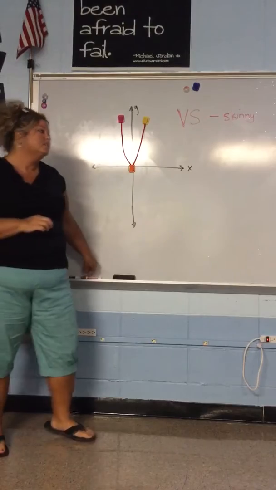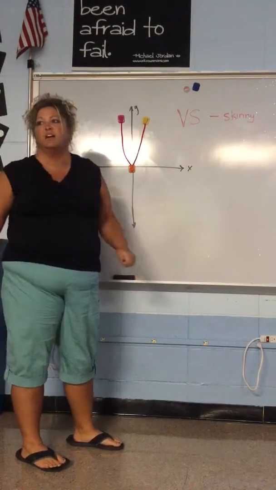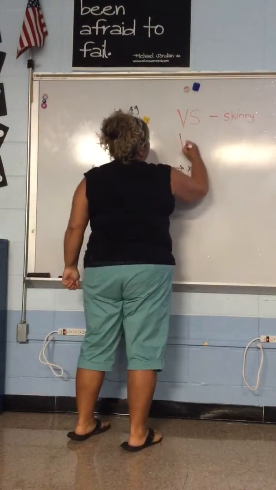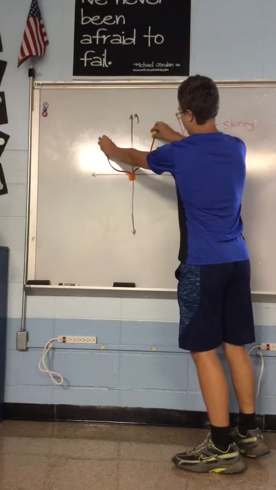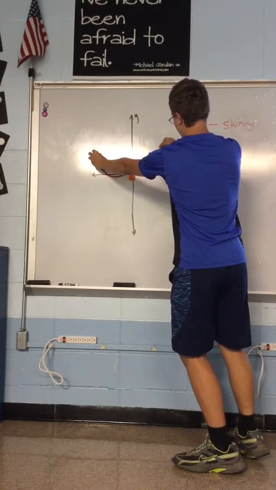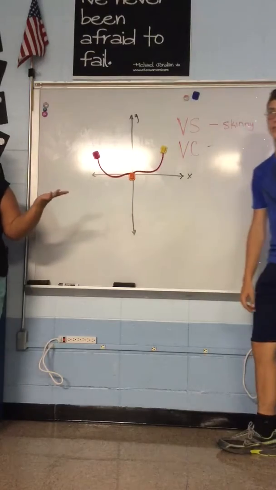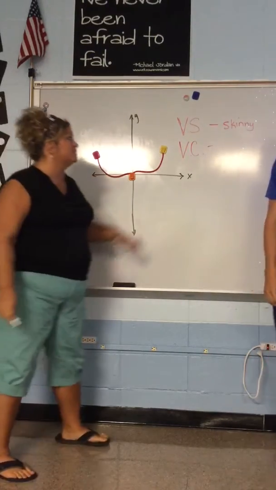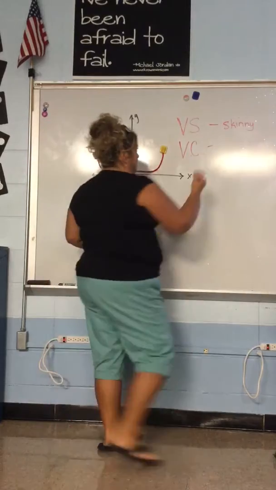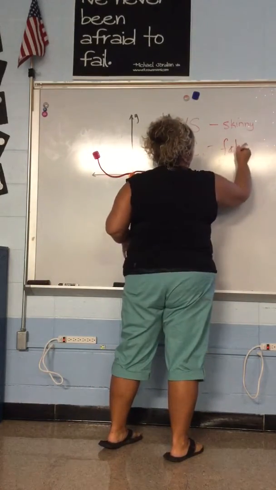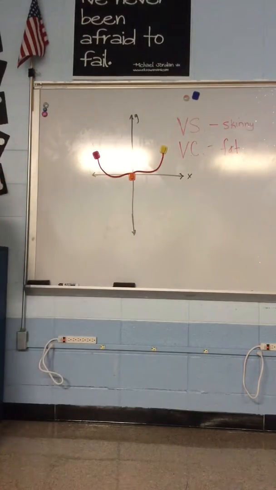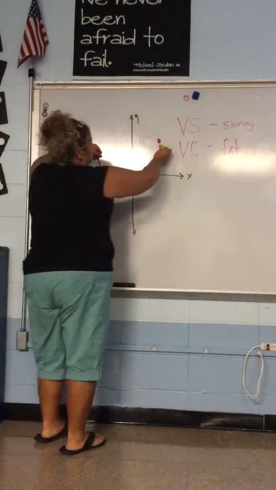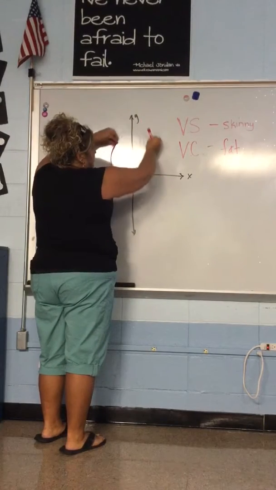All right, so this time he's going to do a vertical compression. So vertically, he's going to compress it, squish it down. What happened to my parabola? Did it get fat or skinny? Fat. So instead of Victoria's Secret, we got Victoria Chunky. Okay? All we did is vertical moves, right?